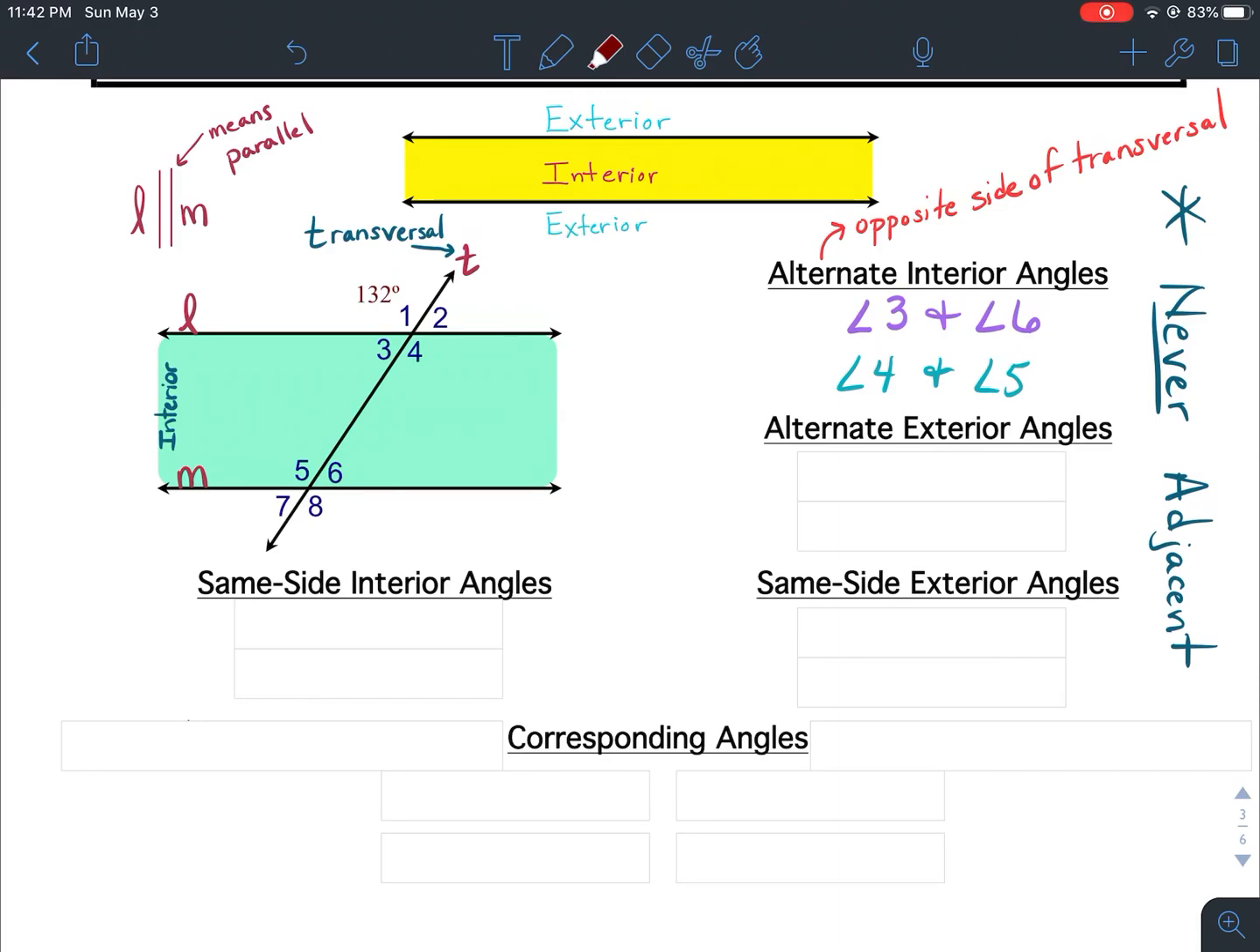Remember, guys, the name tells you what you're looking at. Alternate is different sides. Interior is between the parallel lines. So 3 and 6 are on opposite sides and in the interior and not adjacent, so they're alternate interior angles. 4 and 5 are on the inside. They're on opposite sides of the transversal, and they're not adjacent, making them alternate interior angles.